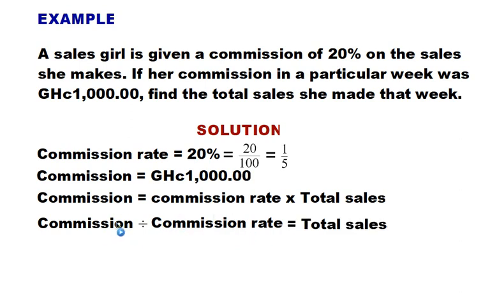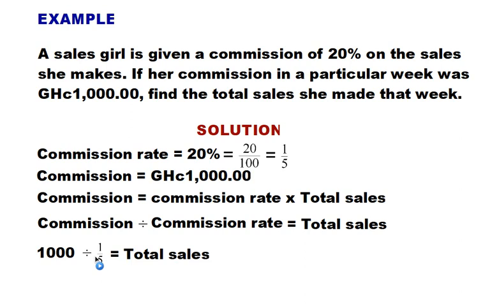We have the value for commission rate, that is 1 on 5. And the commission is 1,000. So we substitute in the values. So commission is 1,000 divided by the commission rate, which is 1 on 5, equal to the total sales.